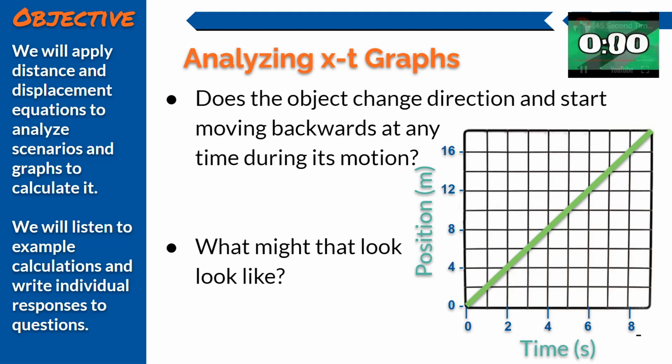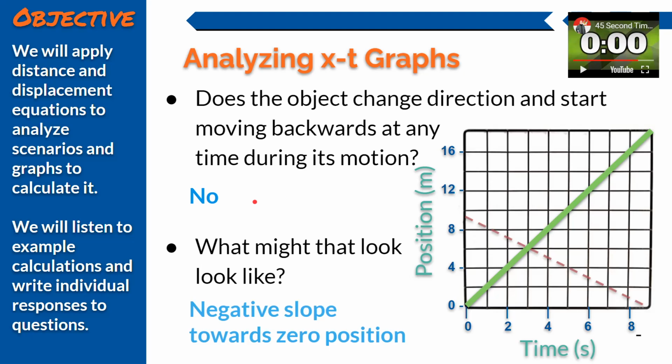Zachary, does this object go backwards at any point? No. What do you think that would look like if it did? It would go down. Yeah, it would go down. You'd have a negative slope. It'd go back toward the position of 0. It would look something like this.